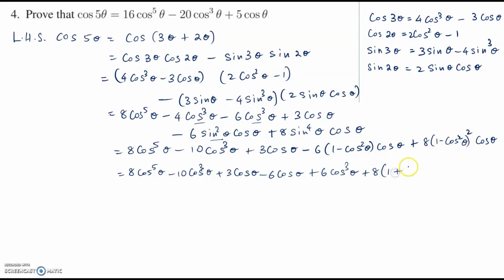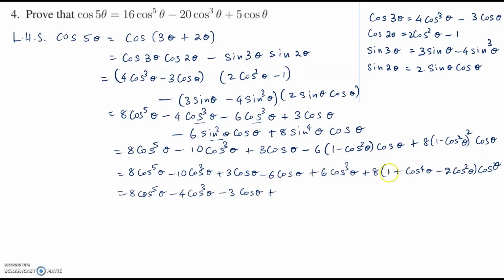So this will be 1 plus cos to the power 4 theta minus 2 times cos squared theta into cos theta. So let's carry all this down as they are. 8 cos to the power 5 theta minus, you have a minus 10 cube and a plus 6 cos cube. Okay, so this will become minus 4 cos cube theta. Then plus 3 and minus 6 will become minus 3 cos theta.